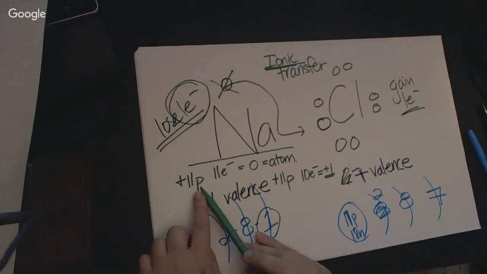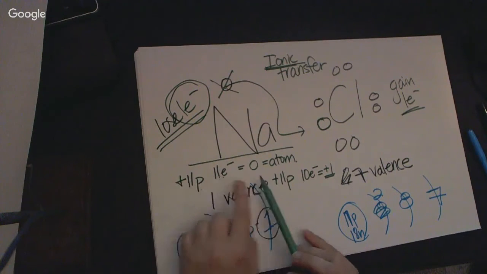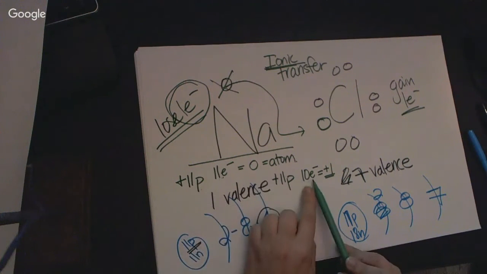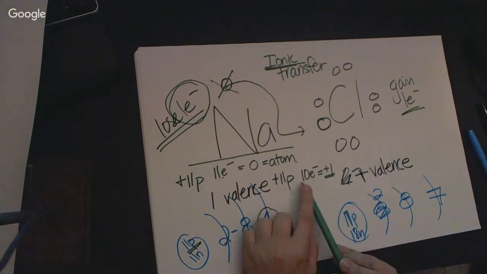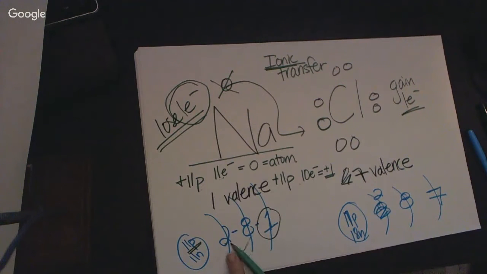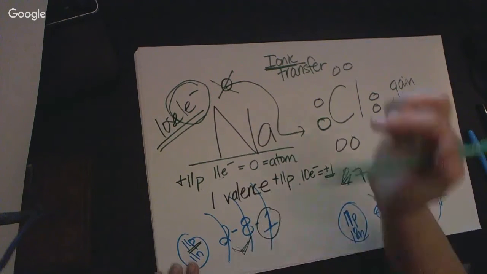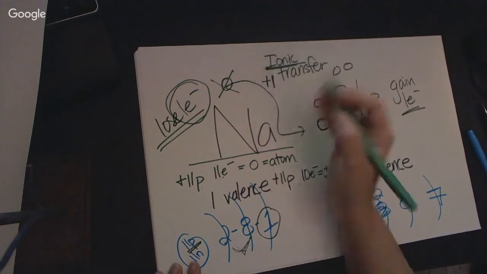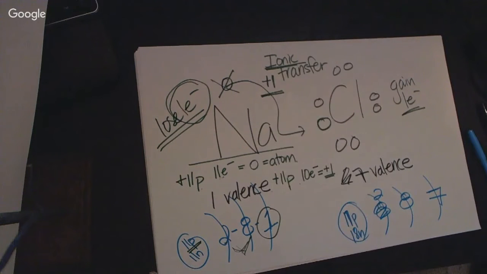You had 11 protons, which are positive, and 11 negatives, which was 0. When you lose this 1 electron, the balance is off. 11 positives combined with the 10 negatives that were here gives you a charge of +1. So this sodium just became +1.